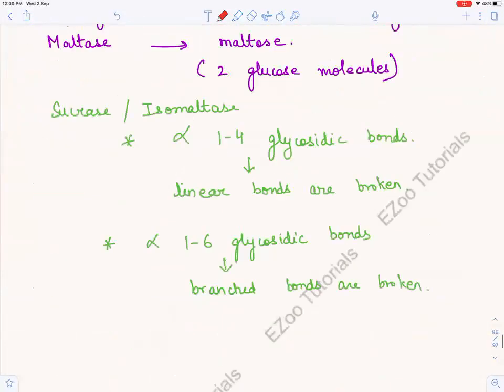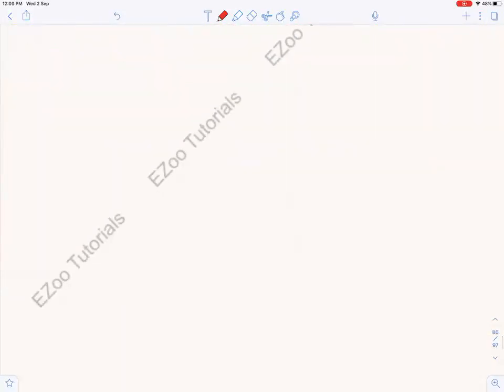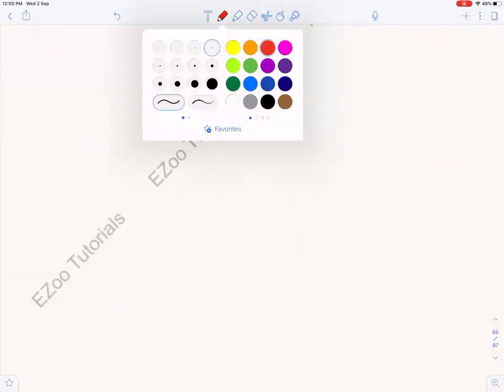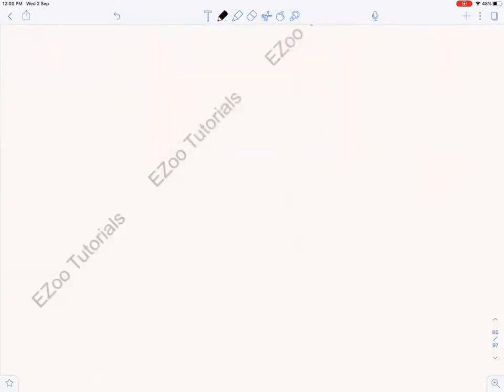Now let us see what happens to the few stubborn and resistant starch molecules which will not get digested. What happens to these resistant starch molecules? They reach the colon or the large intestine, you can say.